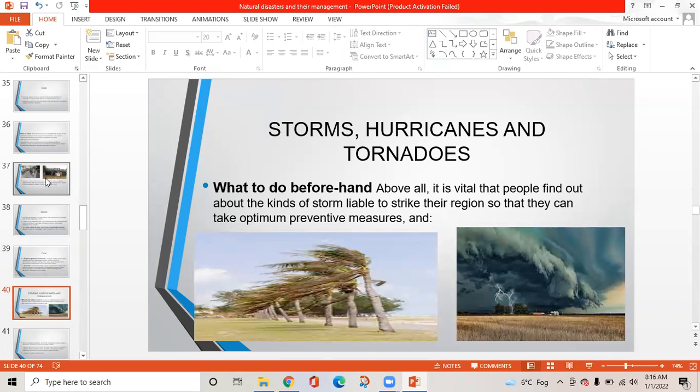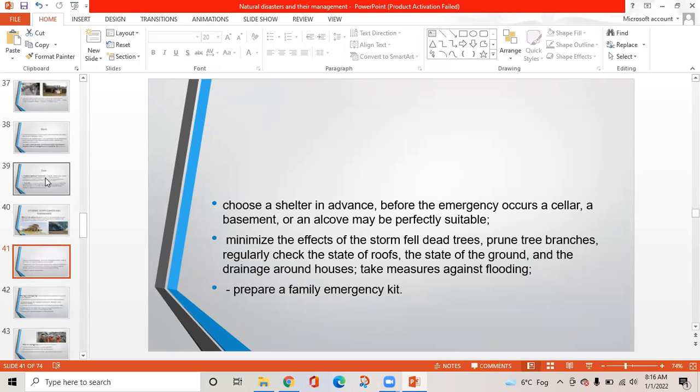Storms, hurricanes, and tornadoes. What to do beforehand? Above all, it is vital that people find out about what kind of storm is liable to strike their region so that they can take optimum preventive measures and choose a shelter in advance before the emergency occurs. A cellar, a basement, or an alcove may be a perfectly suitable place.